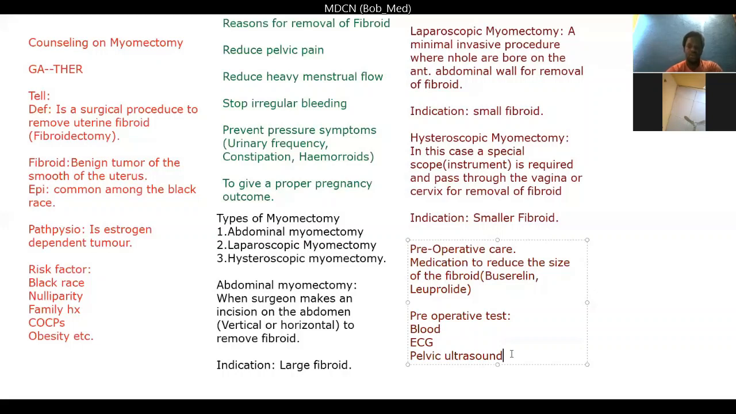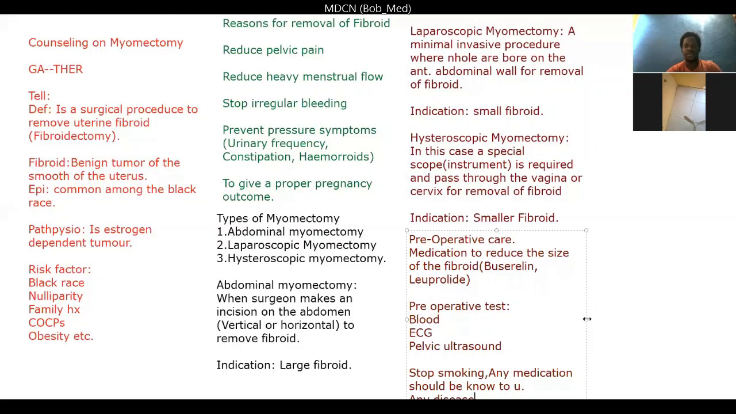Apart from that, under preoperative care, you have to advise the patient. If the patient smokes, the patient needs to stop smoking. Also, any drugs or anything the patient is taking, the patient needs to let you know as a doctor. As you are counseling the patient, you want to tell them that if there is any drug or any medication they are on, please, you would like to know. Any medication or any existing disease should be known to you. These are very, very important points.